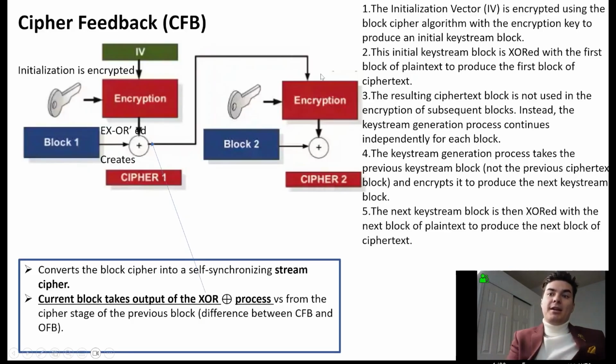And so they're all dependent on the previous block, but it's not using the cipher 1 for the initialization vector. It's taking a certain mathematical formula. And that mathematical formula, for your purposes, you just have to know that it's taking the output of the XOR process.